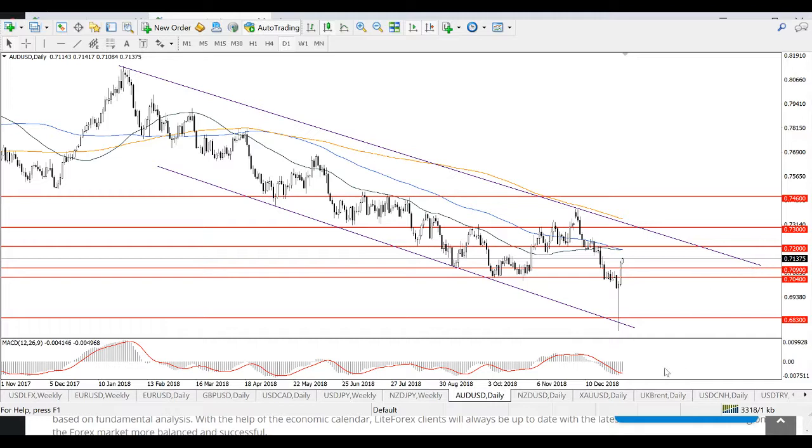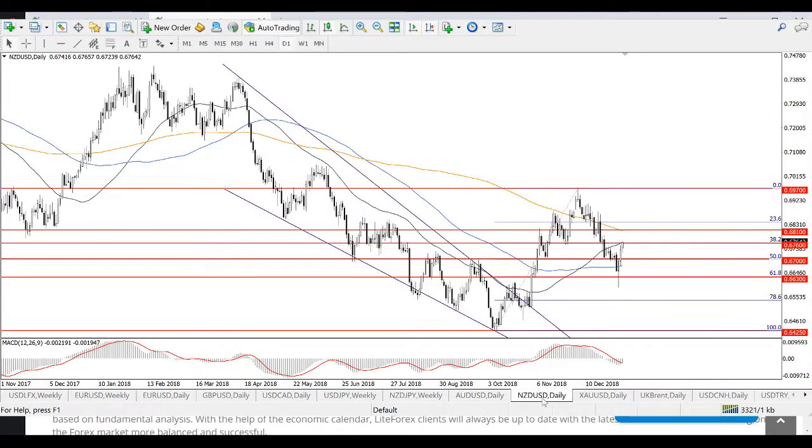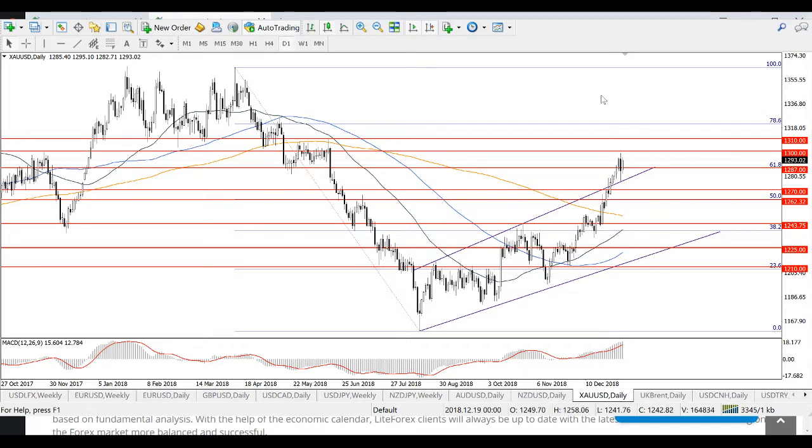Australian dollar spiked down versus the USD last week, but is now recovering, and the levels to watch are 0.72 and 0.73. Same recovery is observed in New Zealand dollar, and if we get above 0.6760, the target will be at 0.6810 mark.